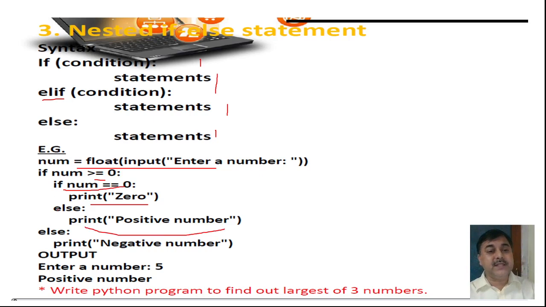This else is under which if? It is under this outer if, and this is the else part. Then the number is a negative number. So some value has been entered, and then it has been found out. So this is how it can be executed.